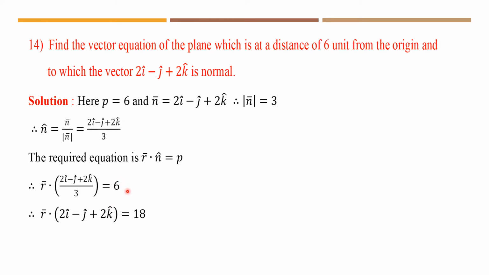Here the distance from the origin to the plane is given. Taking cross multiply, 3 into 6 is 18. We get r vector dot (2i minus j plus 2k) equal to 18, which is the vector equation of the plane.